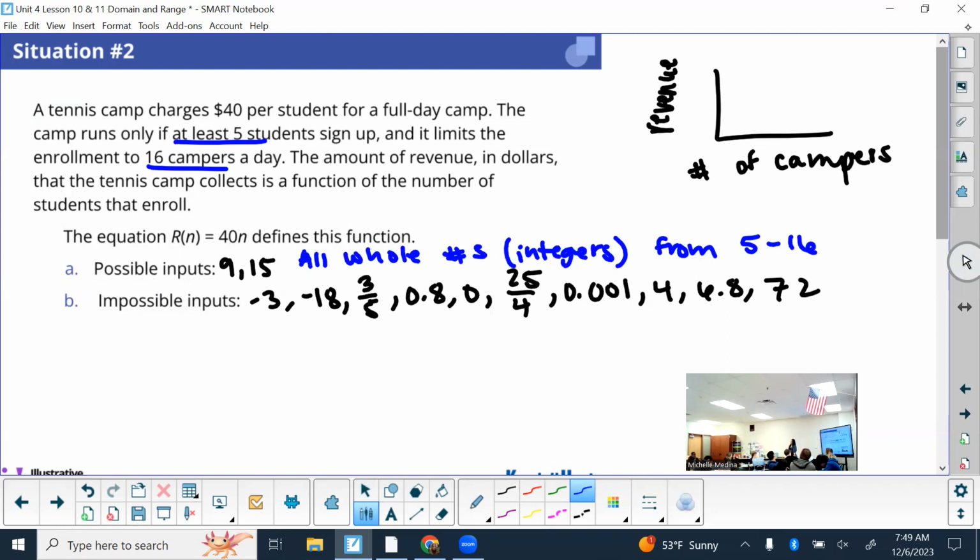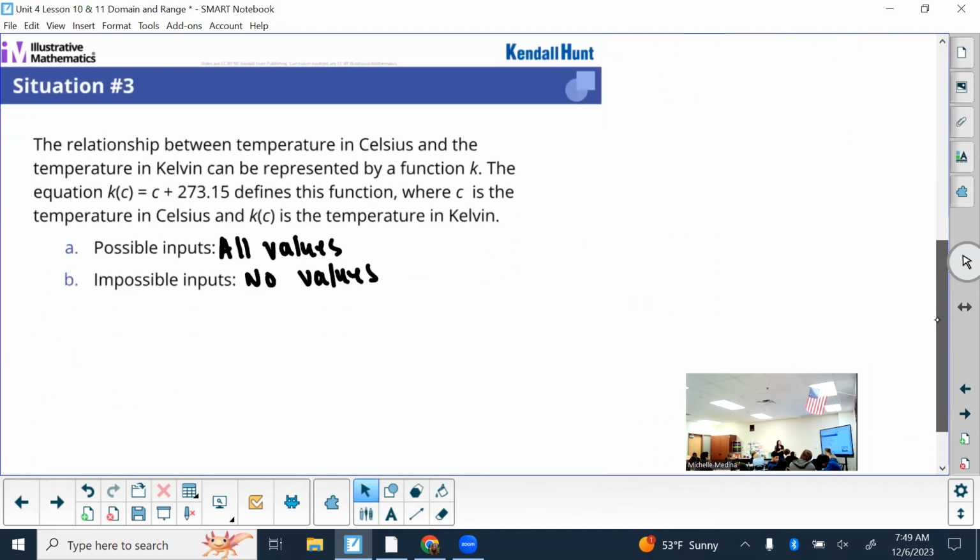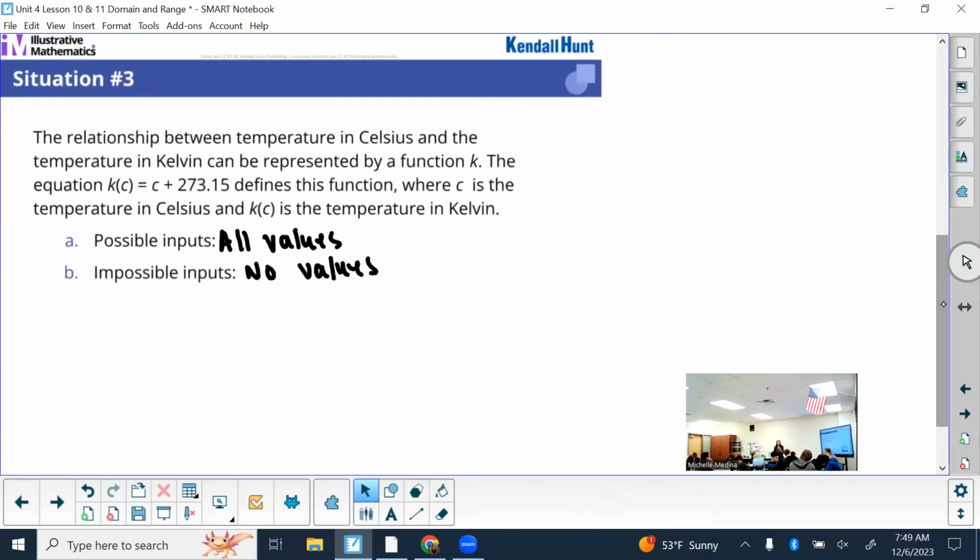All right, now for the next one, situation 3. Here's the answer. Okay, now let me read it to you in case you didn't get that far. The relationship between the temperature in Celsius and the temperature in Kelvin can be represented by function K. Here's an equation for it, where C is the temperature in Celsius and K of C is the temperature in Kelvin. Now this one is kind of hard.